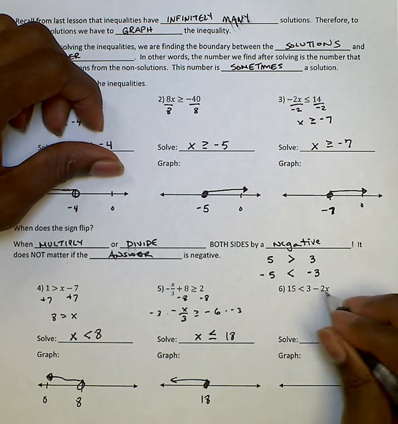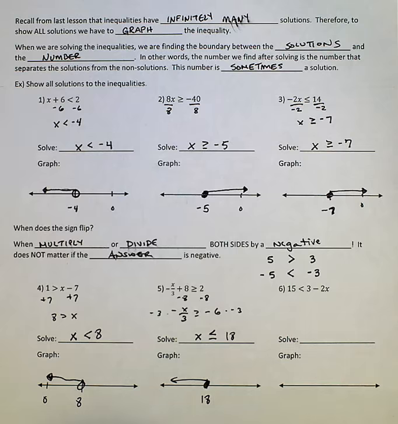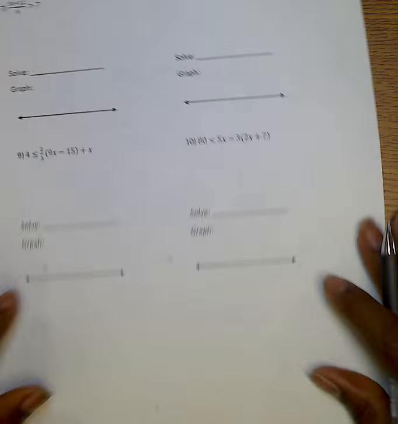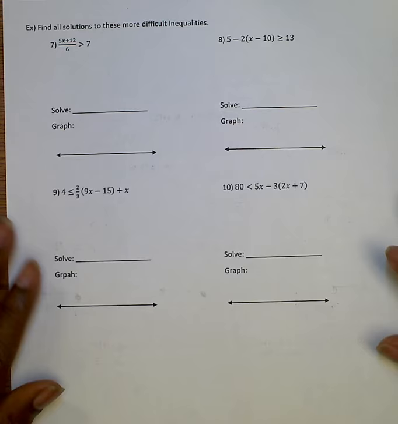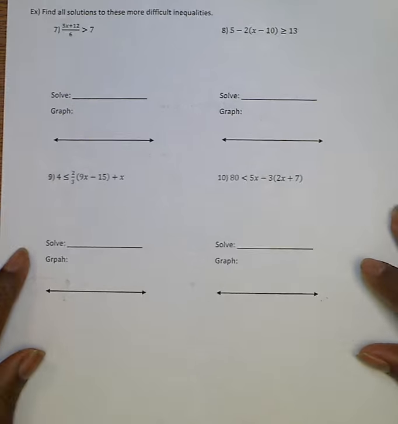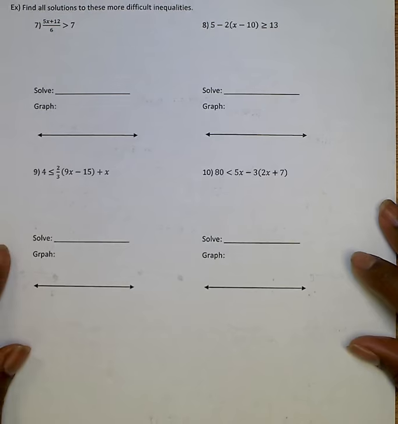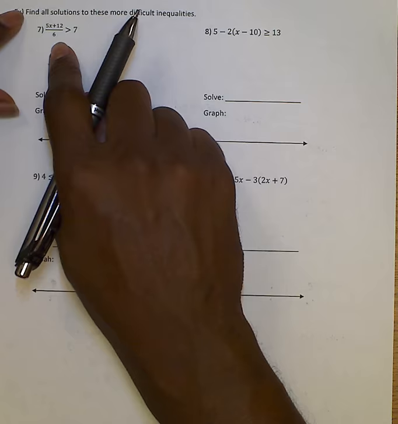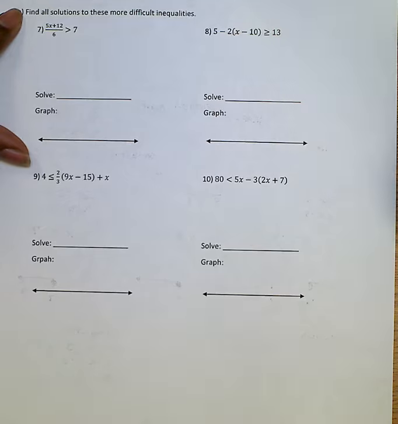Alright, I'll leave this number 6 for you guys to do. So make sure you do number 6. On the back side, alright, we have this inequality. 5x plus 12 over 6 is greater than 7.